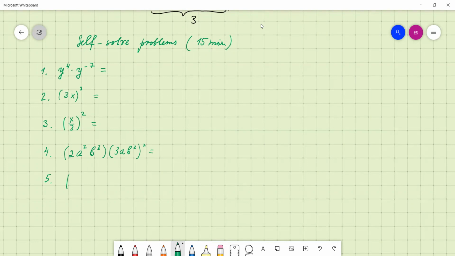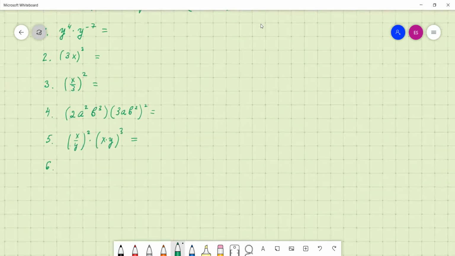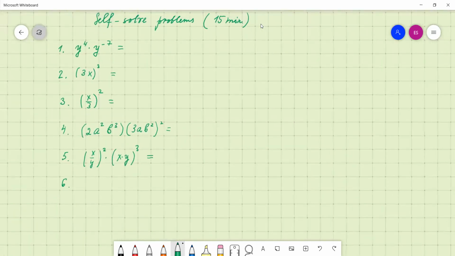And problem 5, x over y to the power of 2 by x multiplied by y to the power of 3. So it's a product, simplify too. And problem 6. Right now, problem 6. Last problem in this assignment.